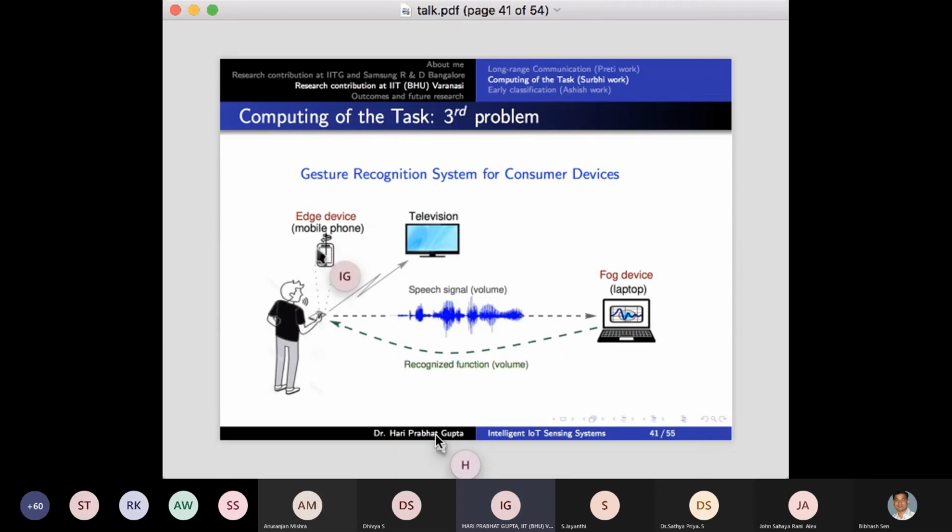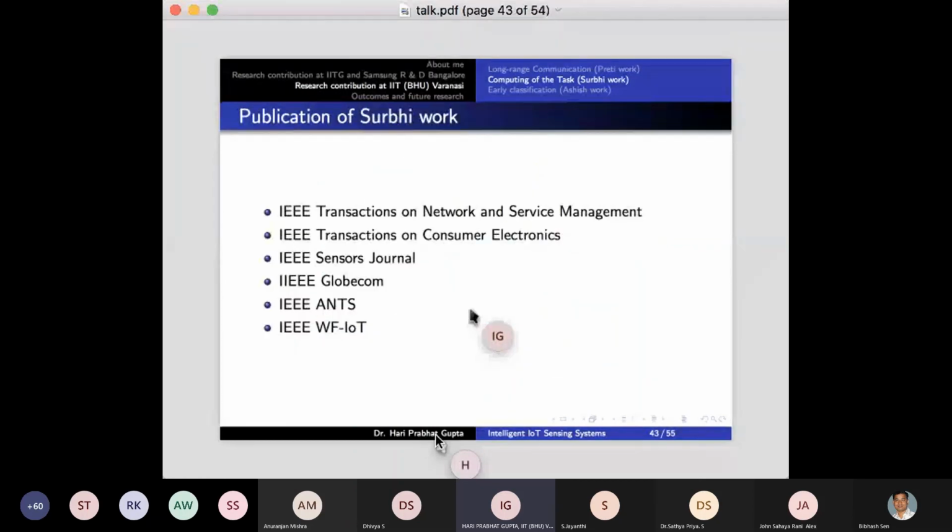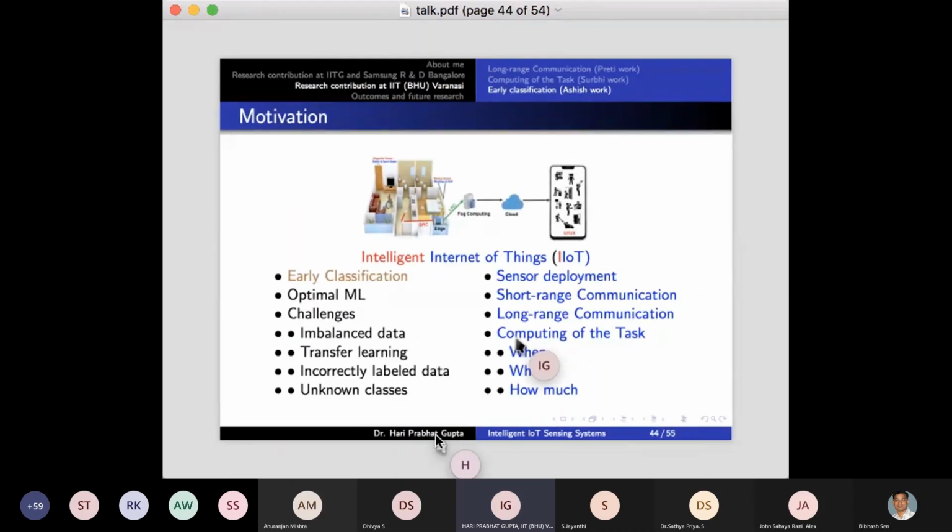But if the smartphone does not detect the gesture perfectly, and the fog device detects volume up, meaning increase the volume to a particular level, then it transmits this information to the edge device, which resets itself and increases its accuracy. So the third problem is to increase the accuracy of the system, and fog computing is where we can solve the problem. That work is published in the Networking and Service Management journal, the Consumer Electronics sensor journal, and also in the Globecom and WF-IoT conferences.